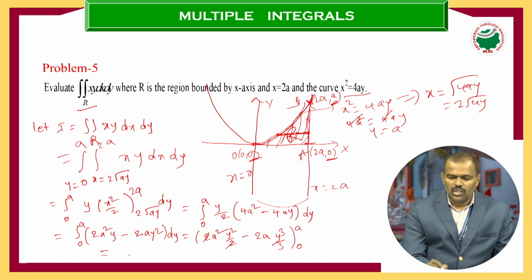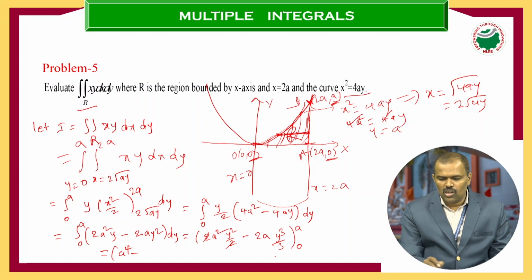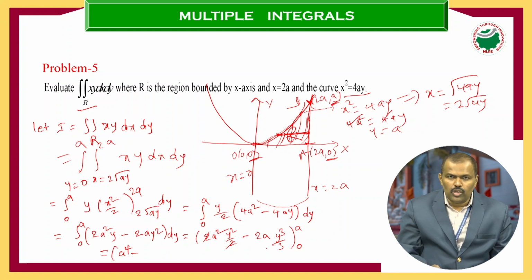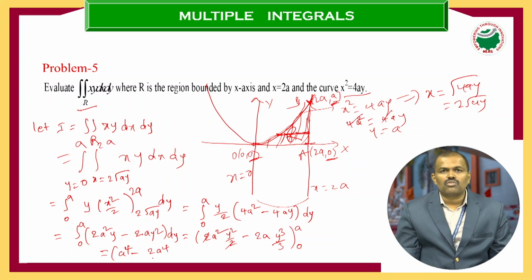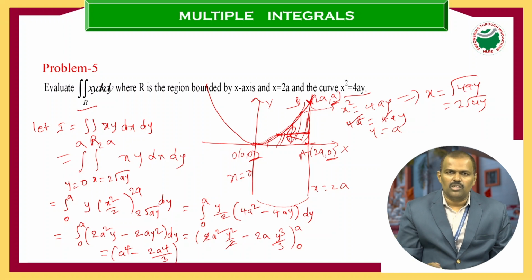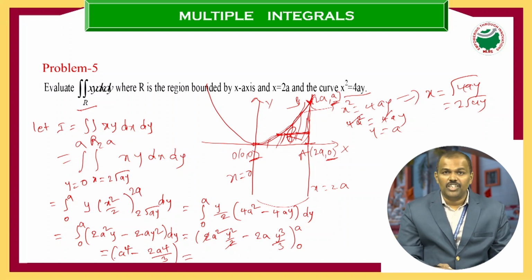x axis, x is equal to 2a, and x square is equal to 4ay. So we know the x-axis is drawn horizontally. X is equal to 2a is a line which is parallel to the y-axis, at 2a distance. And x square is equal to 4ay is the parabola which can be drawn vertically. Now in this region we have to integrate.